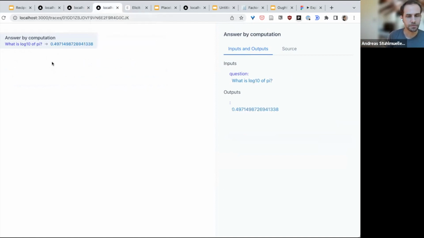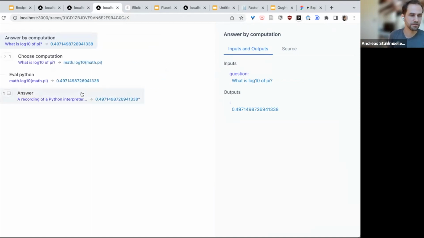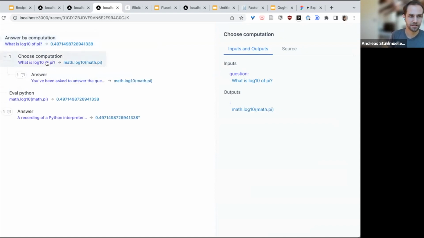The one more thing I wanted to show before going into the placebo recipe is that the nodes don't have to be language model nodes. The nodes can also be other computations. So this is a simple recipe I'm calling answer by computation, where you have a question like, what's log 10 of pi? And then the way we're using the language model here is we're just asking the language model, what's the thing you could enter into a Python interpreter that would help you answer that question?